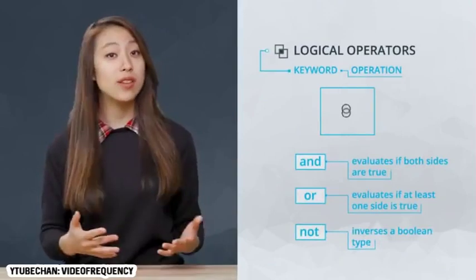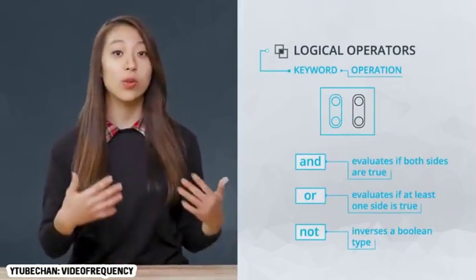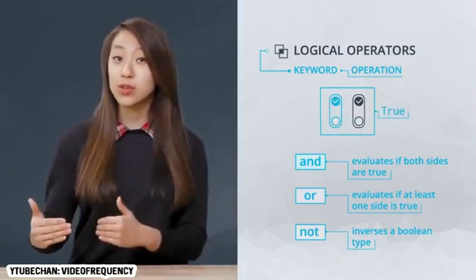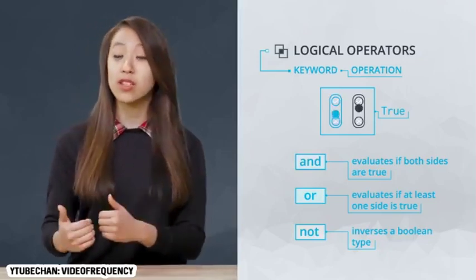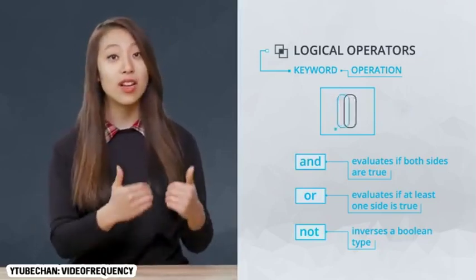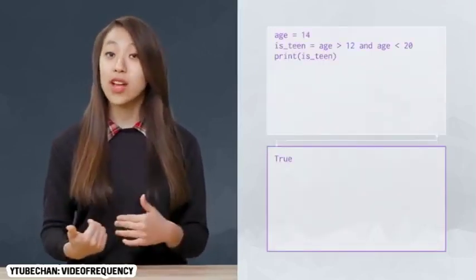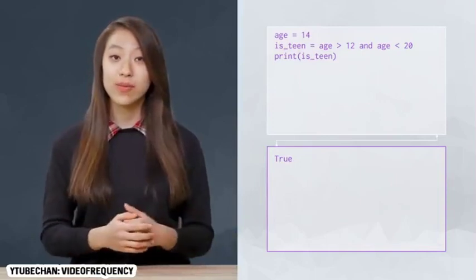In addition to comparison operators, these logical operators are very useful when working with Booleans. And evaluates if both sides are true, or evaluates if at least one side is true, and not inverses a Boolean type. Here's an example that evaluates whether age is within the range of a teenager.